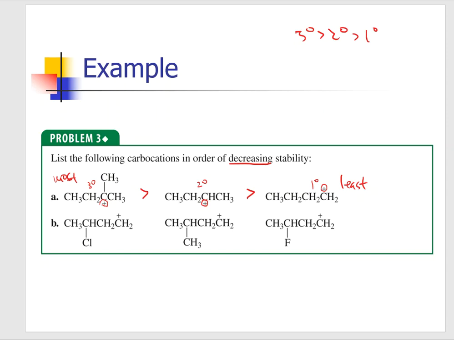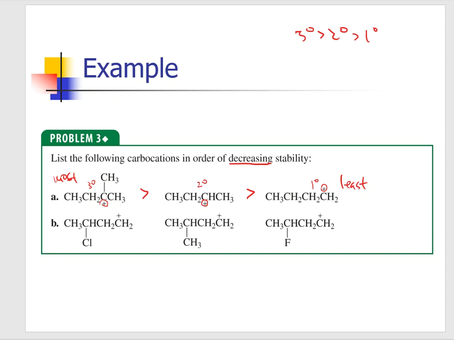All right, now let's look at B. If I look at B, they're trying to give me a trick. They are testing me and wanting me to go back and remember certain lecture topics that were presented earlier on. And in this case, electron withdrawing groups.